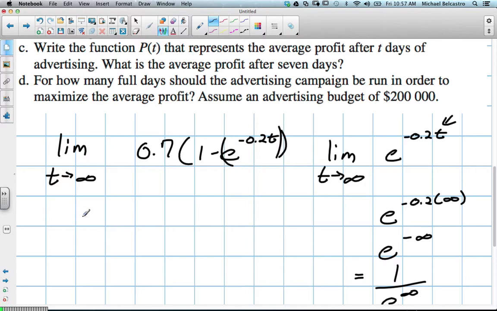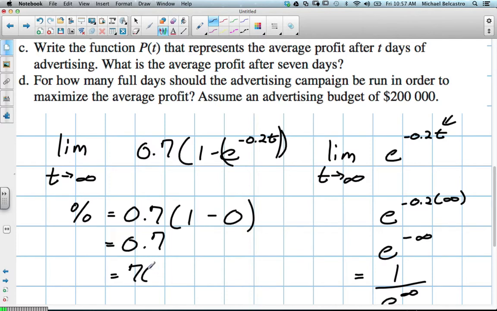So if this advertisement went on for the rest of time, we calculate that it would reach, as a proportion, so think of it as a proportion of 1, we're subtracting 0 because that's 0, so 0.7. So the idea of this would reach about 70% of the population if it went on forever. That's what this limit is talking about. Okay, so that's A.